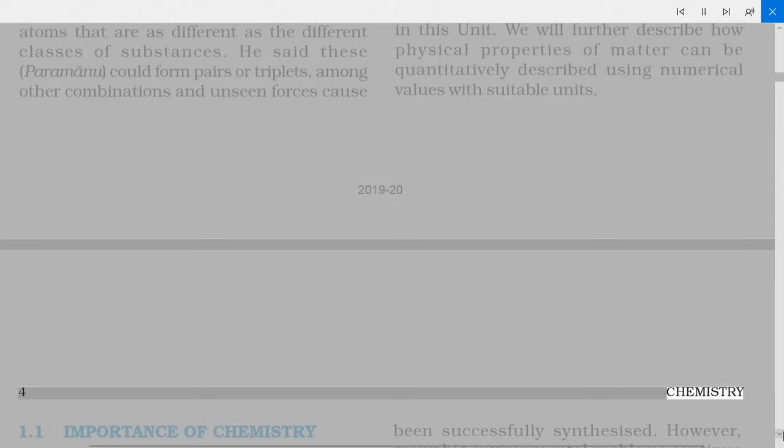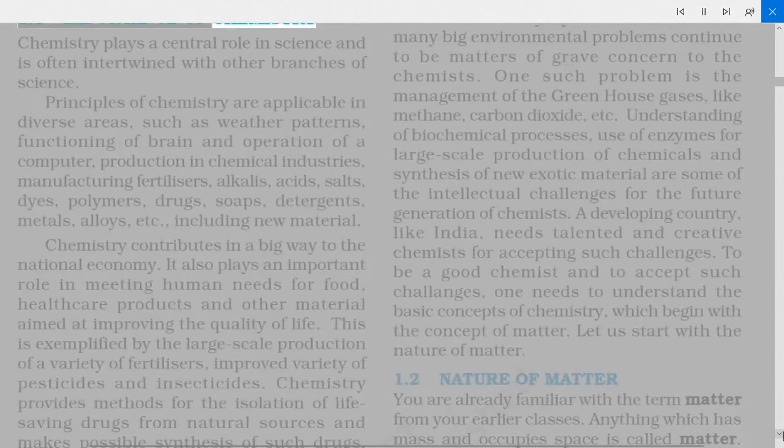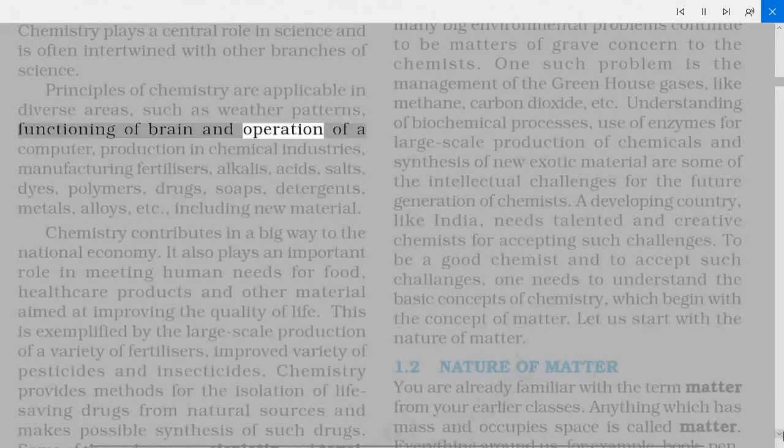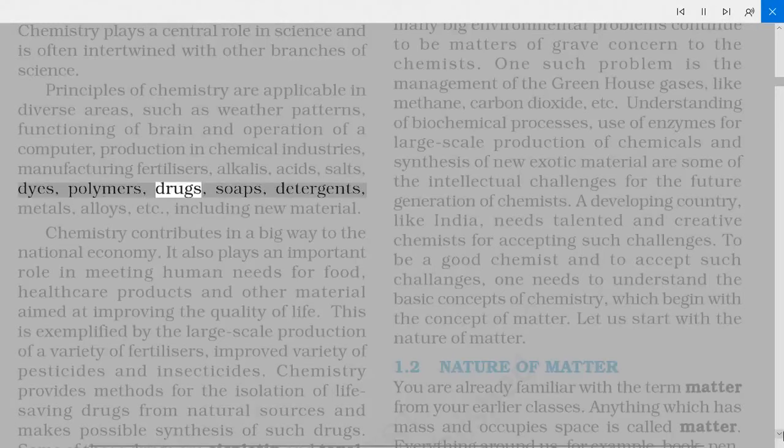1.1 Importance of chemistry. Chemistry plays a central role in science and is often intertwined with other branches of science. Principles of chemistry are applicable in diverse areas, such as weather patterns, functioning of brain and operation of a computer, production in chemical industries, manufacturing fertilizers, alkalis, acids, salts, dyes, polymers, drugs, soaps, detergents, metals, alloys, etc., including new material.